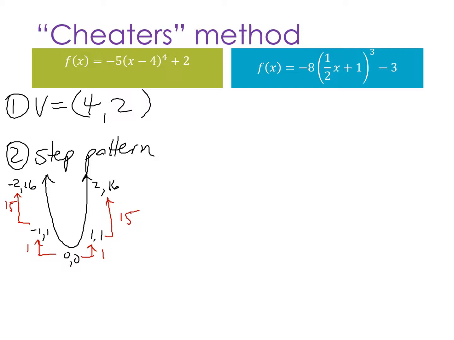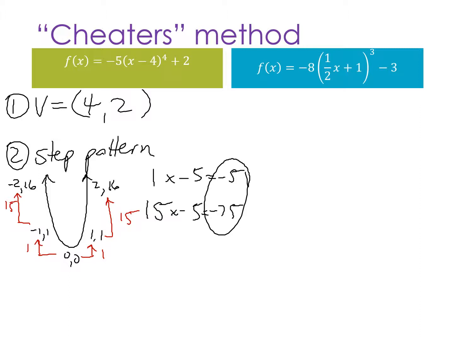but if you wanted to think of it that way, we could plot our vertex, which is 4, 2. We know that our step pattern is actually 1 and 15. Multiply by your a value, so times negative 5, times negative 5, which would give you negative 5 and negative 75. So once you plotted your vertex at 4, 2, over 1, down 5, over 1, down 5 on both sides, and then from there, over 1, down 75 on both sides. So that's kind of like a cheater's method or a different way to think about it for doing quartics.